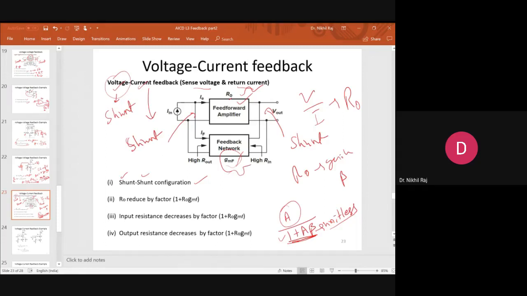Now coming to the observation, your input resistance will decrease by the common factor, that is 1 plus A beta, here 1 plus R gm, because R is your gain and gm is your feedback. And your output resistance will boost up here. I'm sorry, not boost up, it will decrease. Both resistances will decrease here.